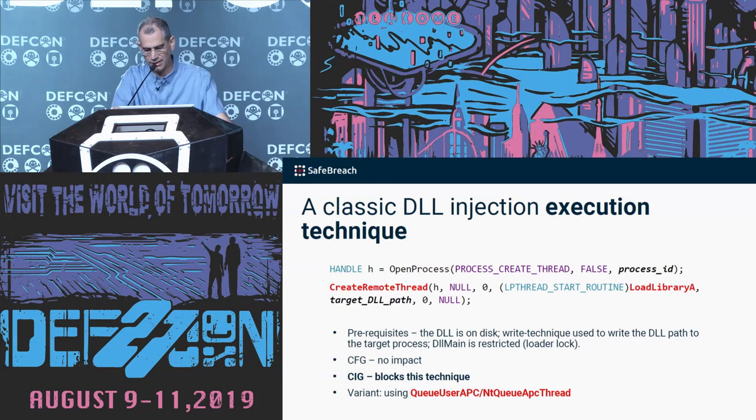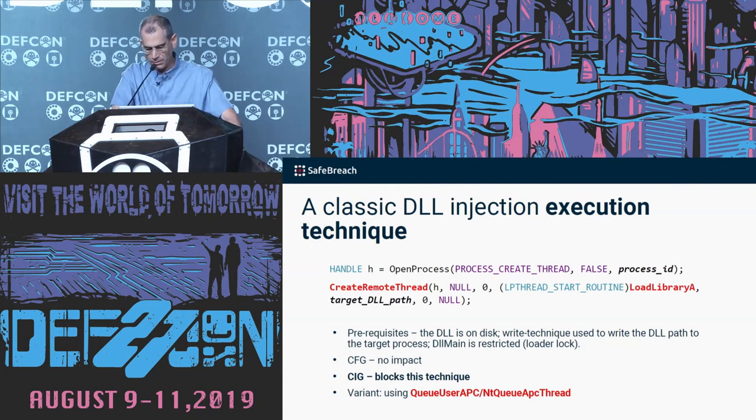Then we have the classic DLL injection execution technique using, again, CreateRemoteThread, but this time assuming we'll use the writing technique to write the DLL path into the target process already. We invoke LoadLibraryA with CreateRemoteThread, and the argument of LoadLibraryA would be the path to the DLL already written to the target process. In this case, the prerequisite is that the DLL is on disk.